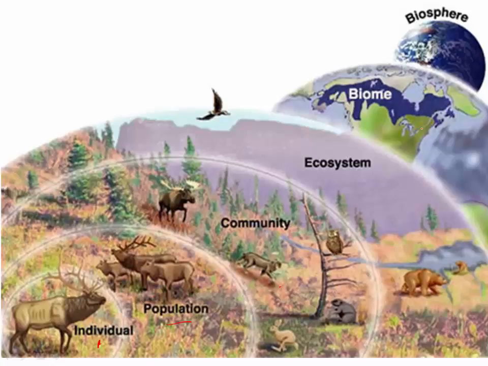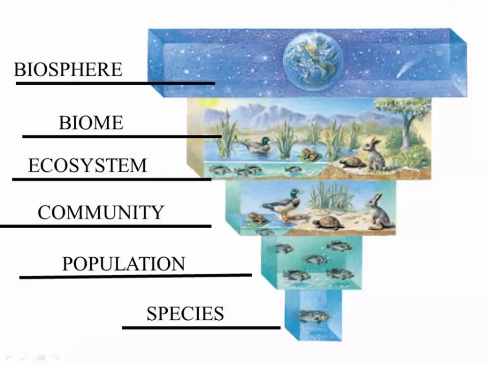Then you move up to biomes, and biomes are basically several different ecosystems put together that have similar animals, plants, and mostly climate. They have very similar climates, so the same type of plants are going to live there, and the same type of animals are going to live there. And then at the very end is the biosphere, which is global, everything, all the biomes together.